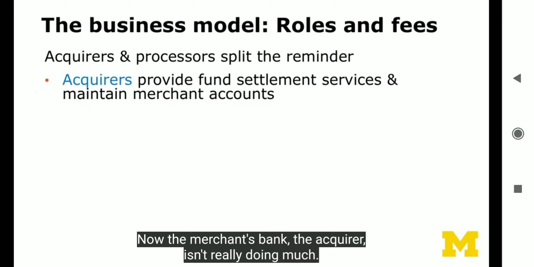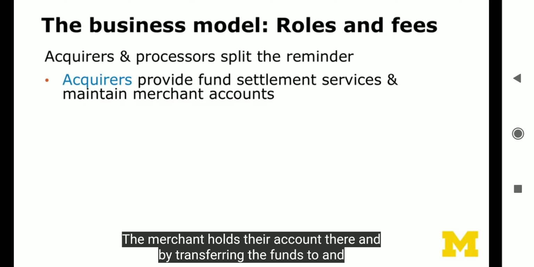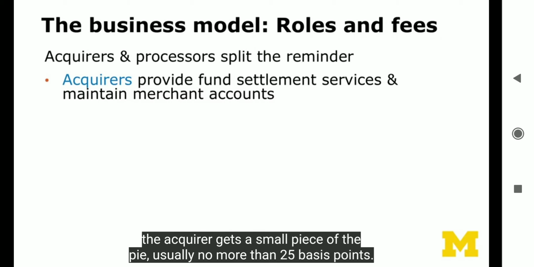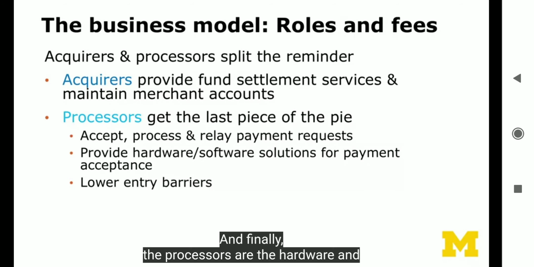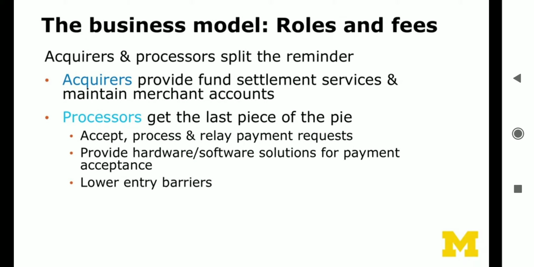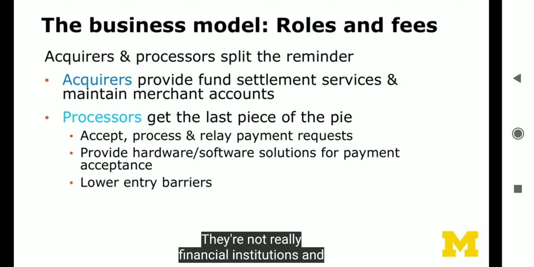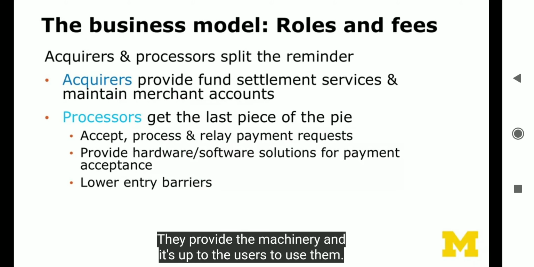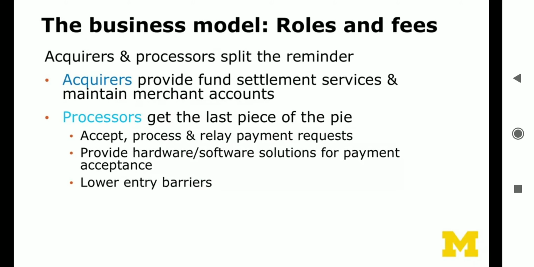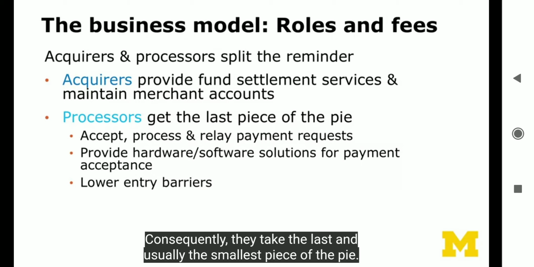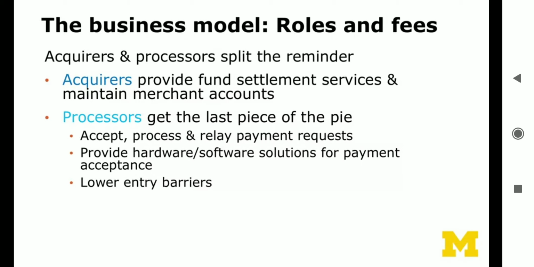Now, the merchant's bank, the acquirer, isn't really doing much. The merchant holds their account there, and by transferring the funds to and from these accounts, the acquirer gets a small piece of the pie, usually no more than 25 basis points. And finally, the processors are the hardware and software providers to the merchants. They're not really financial institutions, and they're not taking on any financial risk in a transaction. They provide the machinery, and it's up to the users to use them. Consequently, they take the last and usually the smallest piece of the pie.